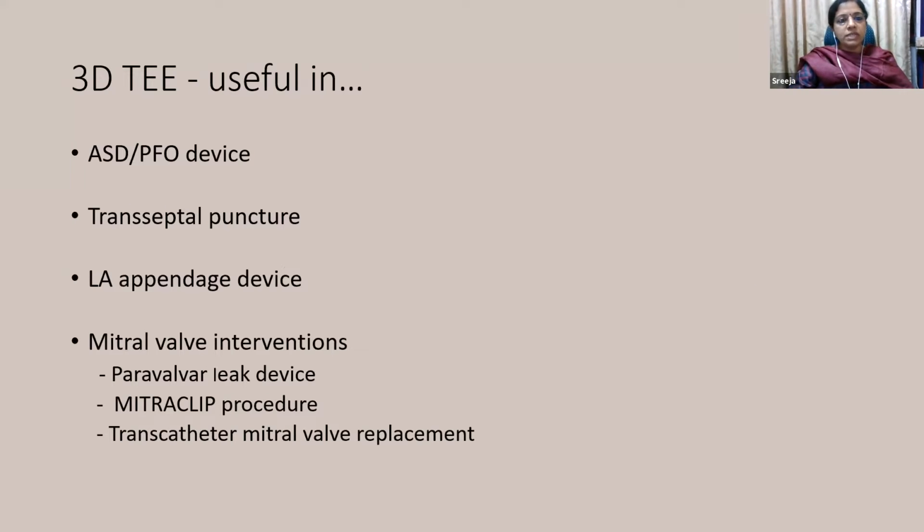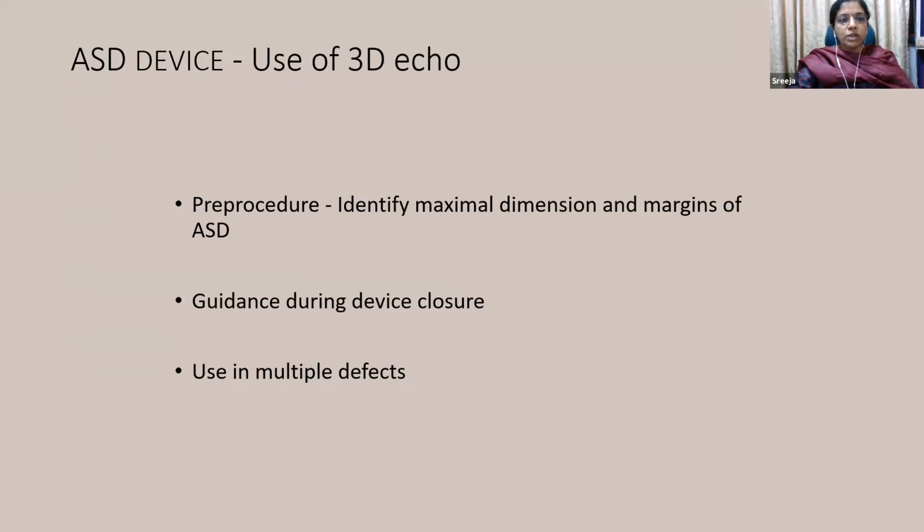So some procedures where 3D TE has been found useful are ASD or PFO device closure, transseptal puncture, left atrial appendage device closure, and mitral valve interventions like paravalvular leak device closure, MitraClip procedure, and transcatheter mitral valve replacement. Coming to ASD device closure, it is one of the most commonly performed interventions and mostly done under 2D guidance. What is the advantage of 3-dimensional imaging?